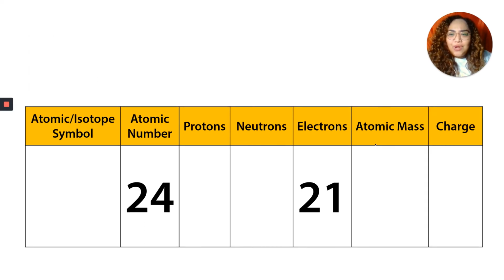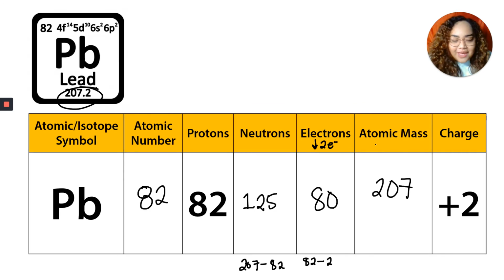Okay. Now what about this one? Only the atomic number and the number of electrons are given. Now, it just makes sense, right? Oh, wait a minute. Let's go back. No, we haven't written the whole isotope symbol. I am very sorry about that.